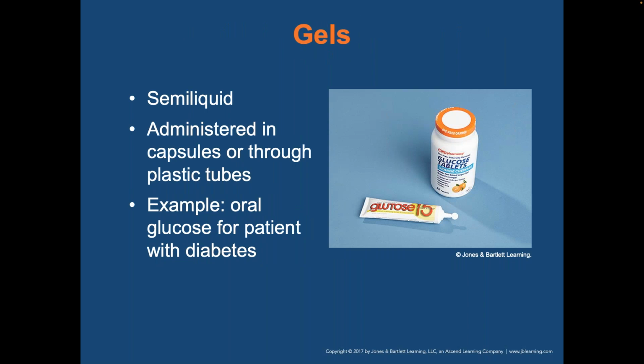So gels are semi-liquid, which are administered in capsules or through plastic tubes. They usually have the consistency of paste or cream, but are transparently clear. One of the ones we're going to be administering in the field is not glucose tablets, but the glucose 15 tube. That's oral glucose, and that's something that we would be administering.